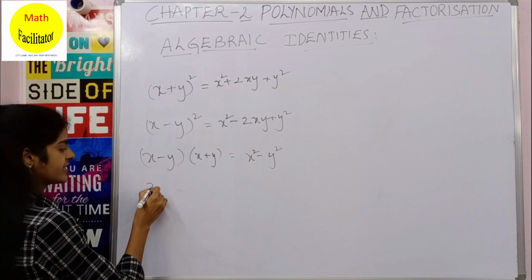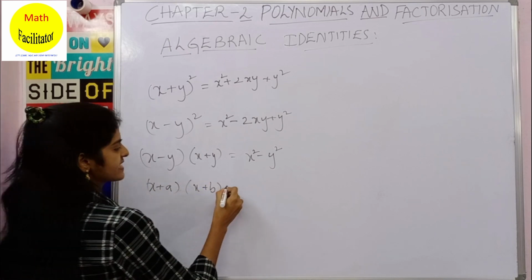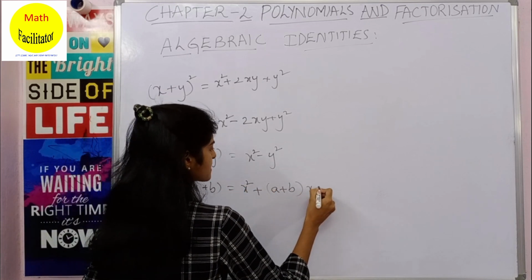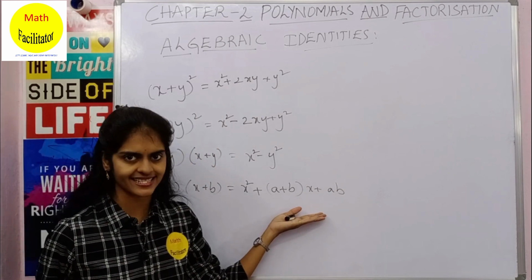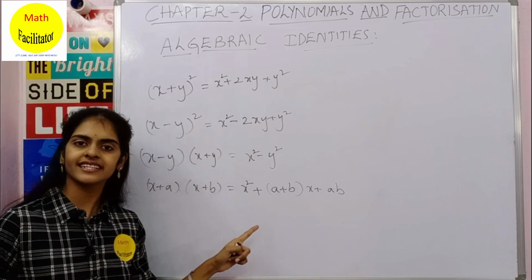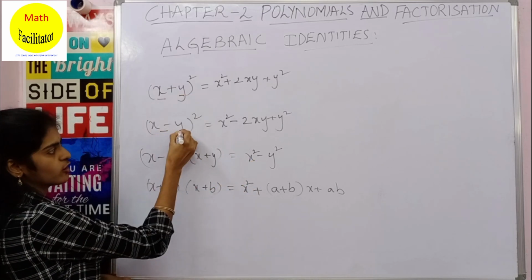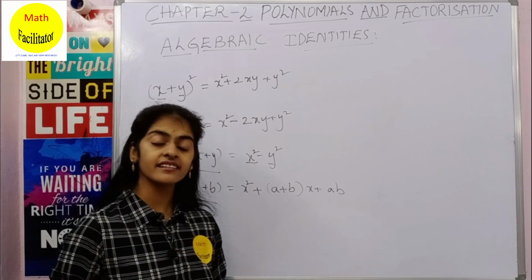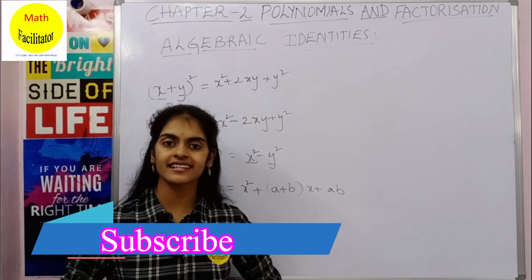Now what is (x plus a) into (x plus b)? It is nothing but x square plus (a plus b) into x plus ab. Expanding this, you have learned this in your class 8. Now you can see that all these identities which we have learned in the earlier class contain only two terms, so it is a binomial. Everywhere you can see it is a binomial. So now in class 9, let us learn trinomial. We have learnt binomial identities; let us learn identities using trinomial.